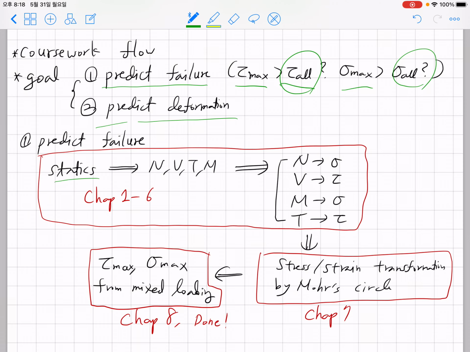We began from statics in chapter 1. We discussed one by one how we can obtain the reactions N, V, T, M, and out of these reactions we can have either normal stress or shear stress. This is how we can obtain the normal or shear stress out of force or moment. After obtaining these normal stresses and shear stresses, we need some tools to do coordinate transformation and combine normal and shear stress originating from different forces and moments, which is called stress strain transformation.